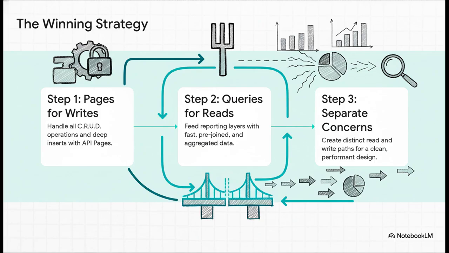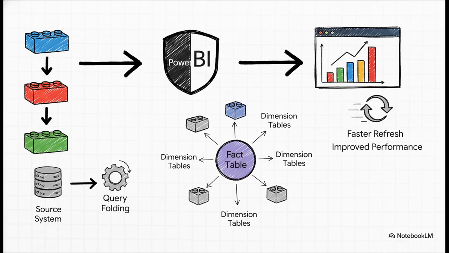And this slide lays out the winning strategy perfectly. You build a really robust and scalable solution by intentionally separating your read path from your write path. You use API pages to handle all those transactional writes, and you use a collection of API queries to feed all your read-only needs, like your reports and analytics. And for anyone who uses Power BI, this approach is a total game changer. Each one of those Lego block queries becomes a clean, independent table in your semantic model. This makes sure that Power BI's query folding works correctly, which pushes all the heavy processing back to the server and dramatically improves your report refresh performance.